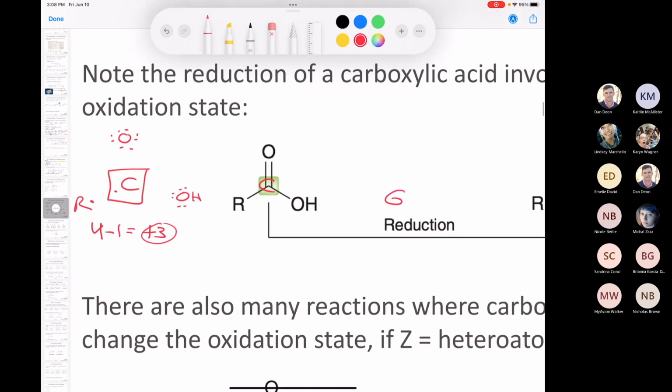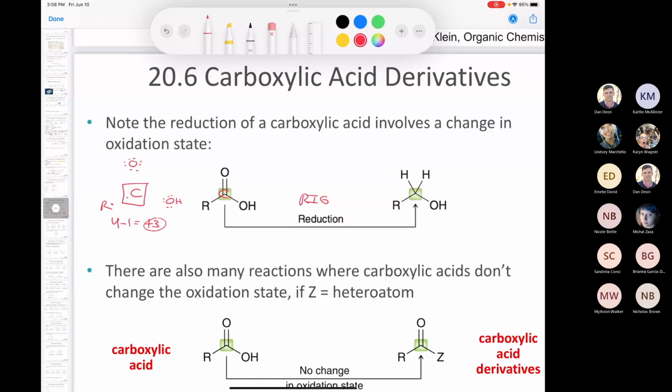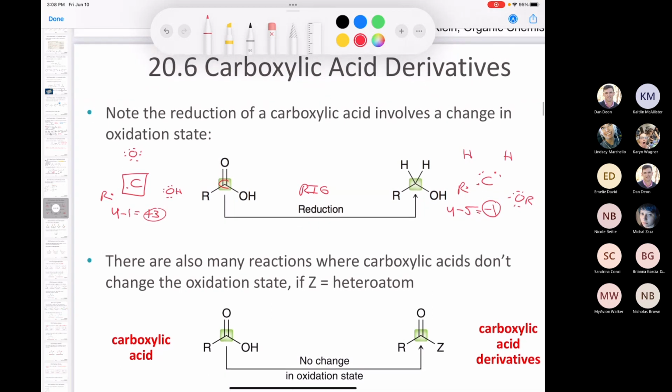Remember, reduction is gaining electrons. So that means we must reduce the oxidation number. So let's see here, you've got the carbon, you've got the R group, it's an even split there. The carbon takes all the electrons between it and the hydrogen, and then the oxygen takes all of the electrons. So then you've got 4 minus 5, which gives you negative 1. And there you go. So you're going from plus 3 to negative 1. You gained electrons. Therefore, that is a reduction. So whenever you reduce or convert the carboxyl group into an alcohol, it is clearly a reduction.